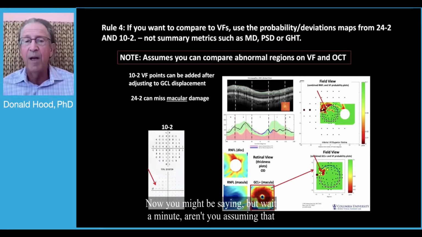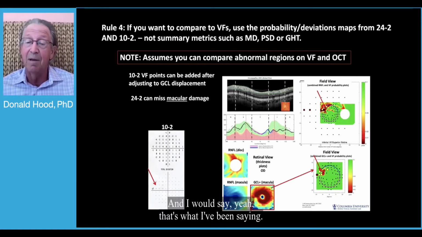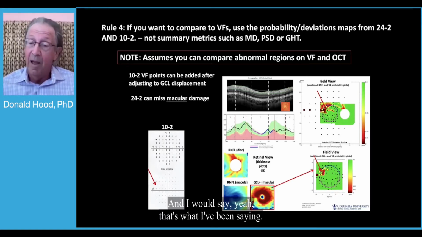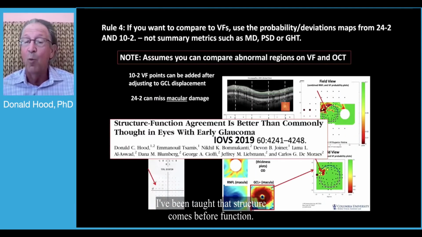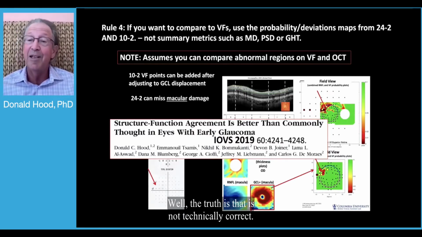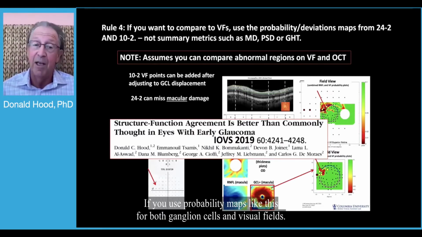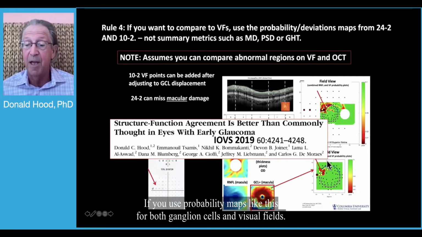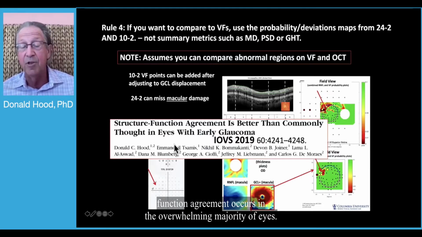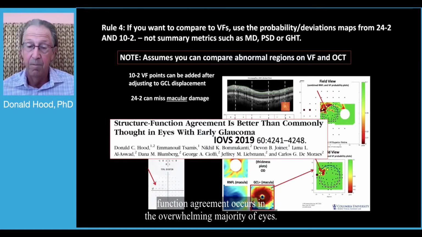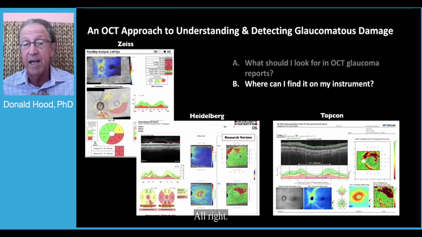Now you might be saying, but wait a minute, aren't you assuming that we can compare abnormal regions? And I would say, yeah, that's what I've been saying. And you might say, well, I've been taught that structure comes before function. Well, the truth is that is not technically correct. If you use probability maps like this for both ganglion cells and visual fields, and if you compare it to local abnormalities on the field, then structure function agreement occurs in the overwhelming majority of eyes. All right, so that's the answer to the first question.